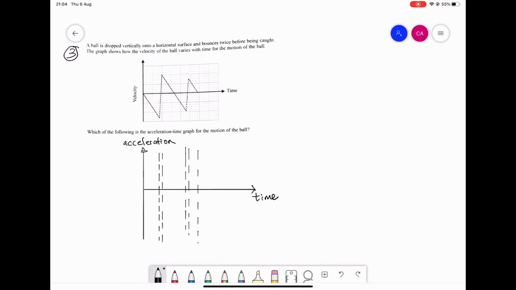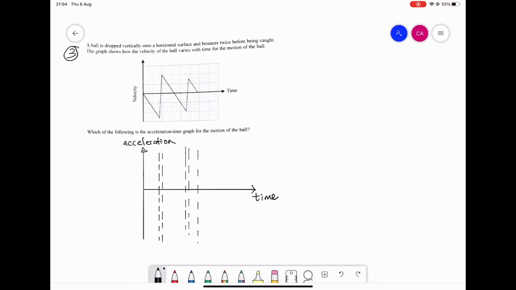So this is the third question. A ball is dropped vertically onto a horizontal surface and bounces twice before being caught. The graph shows how the velocity of the ball varies with time for the motion of the ball. So we have to pick the correct acceleration time graph for this motion of the ball. So let's try to plot what the acceleration time graph would be for this velocity time plot.